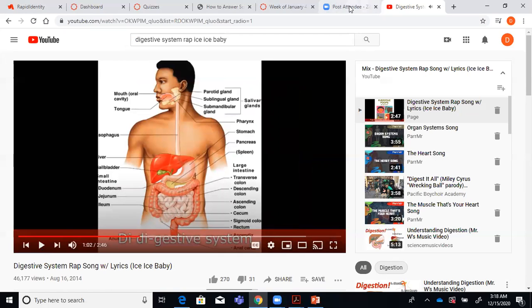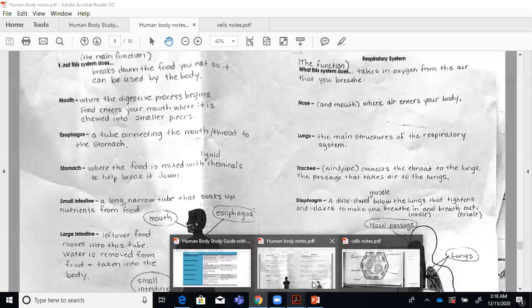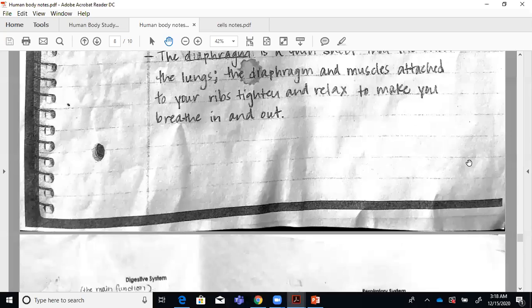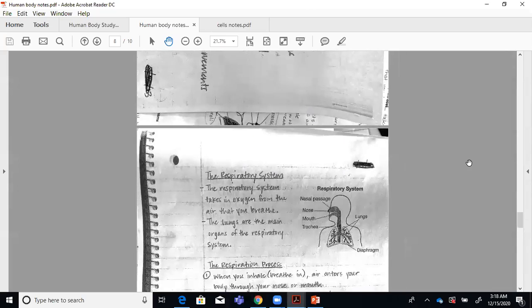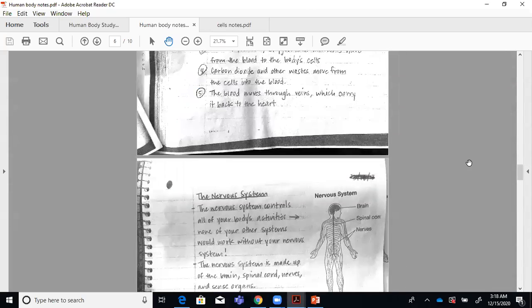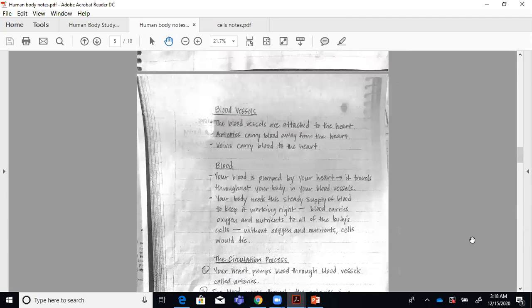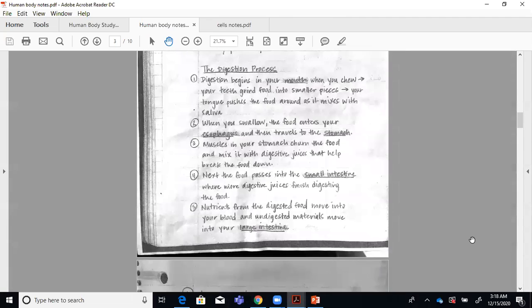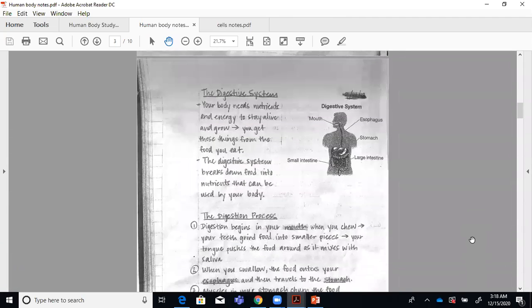All right, boys and girls, that was just a quick little break to talk about the digestive system, which you should have already known by now. So let's go into our notes and see what we can learn about the digestive system as it goes right along with the PowerPoint presentation. And so let's talk about the digestive system.